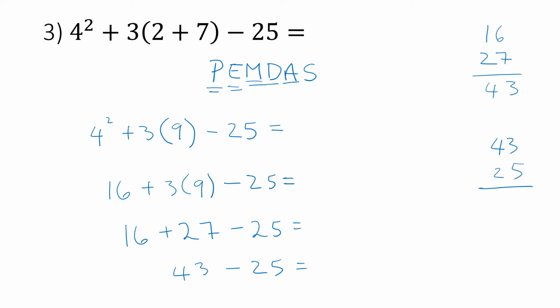So that's 43 minus 25. I borrow here. That's 18. Sorry, 13. So that will leave me with 3 here. And here I have 1. So the answer will be a well-rounded 18.